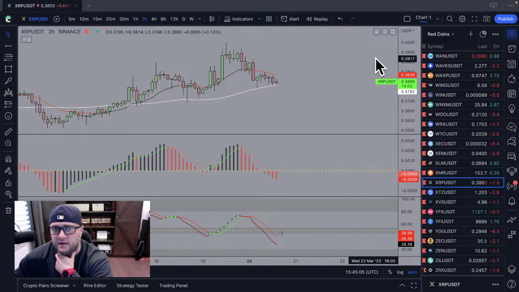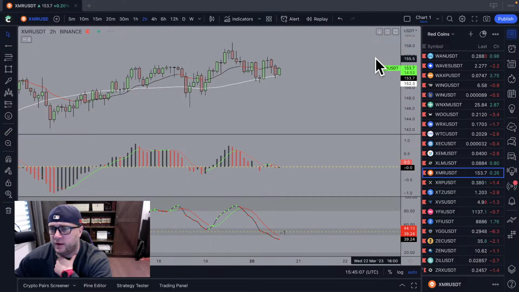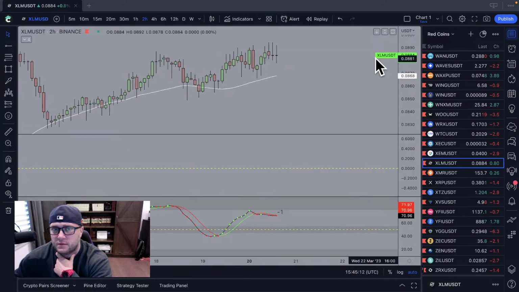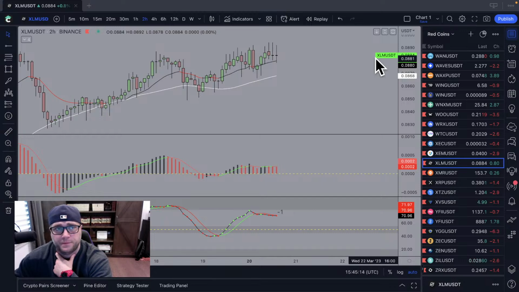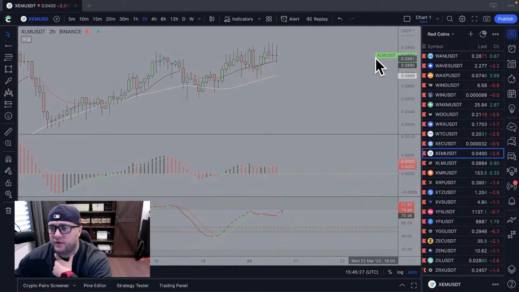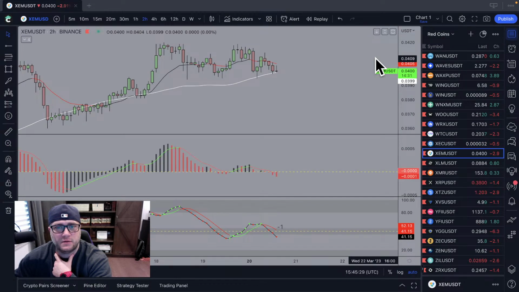XRP's inside that ping pong area. We gotta wait for that. XMR, XLM. See, we took that position on XLM and closed out 80%. Got stopped out at 20%, and now we're back into profit if we wouldn't have got stopped out. Good times.